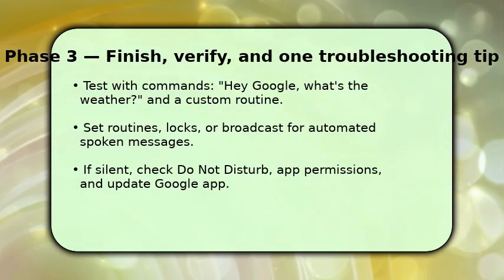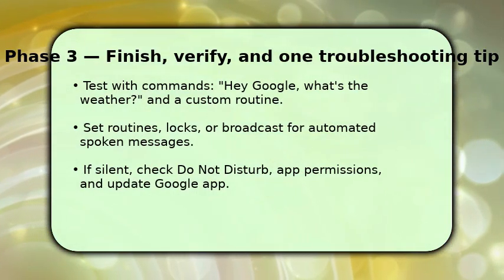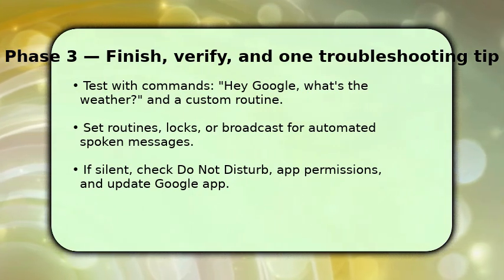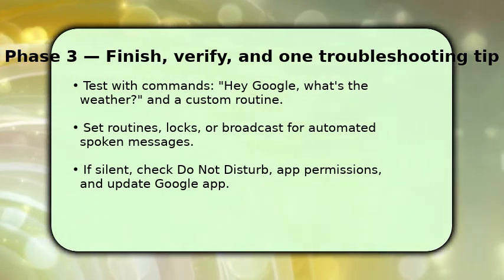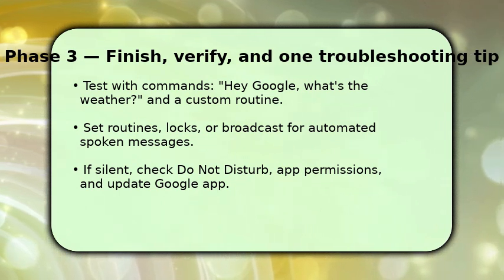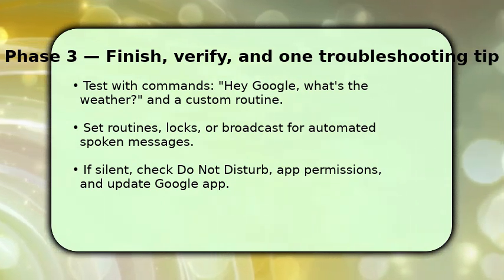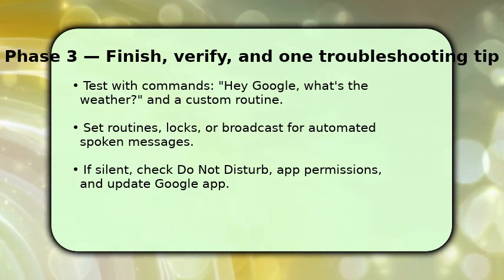Finish by testing and automating. Say, "Hey Google, what's the weather?" and listen for a full spoken reply. Try a custom routine to confirm longer output. Once tests pass, create routines or broadcast messages so Assistant speaks at scheduled times or on triggers.